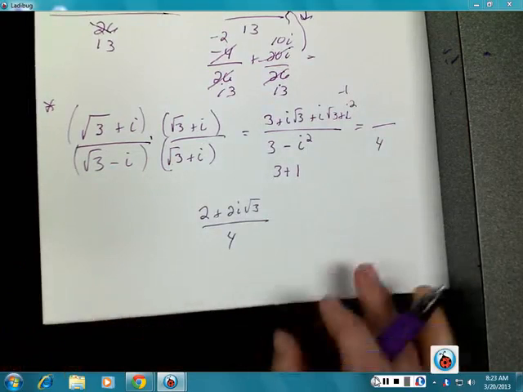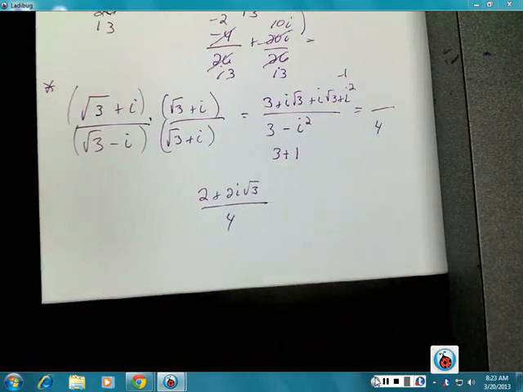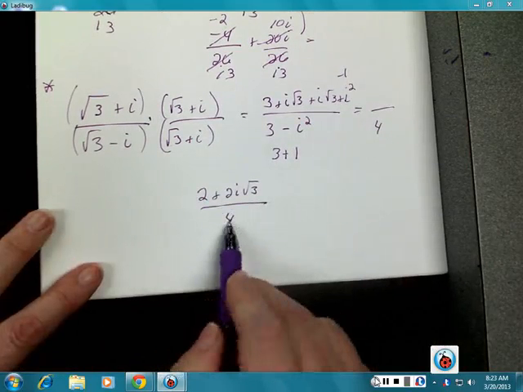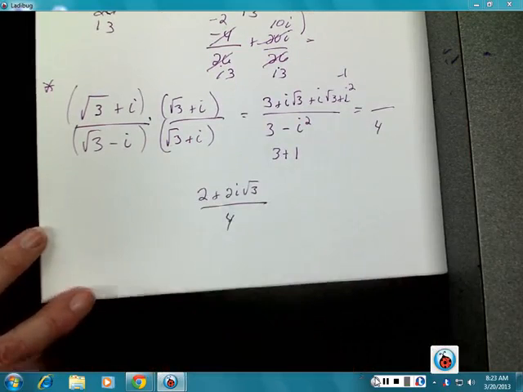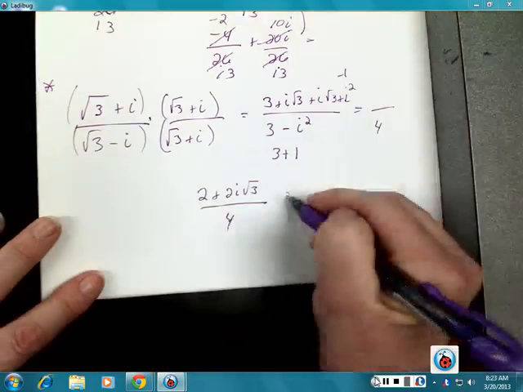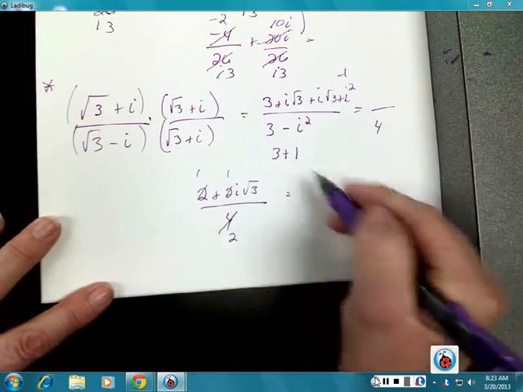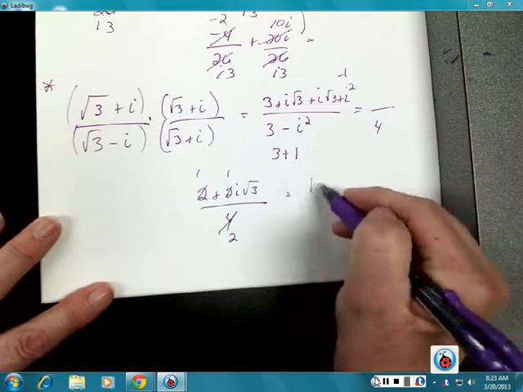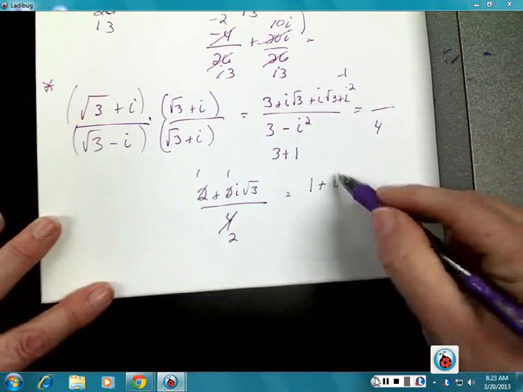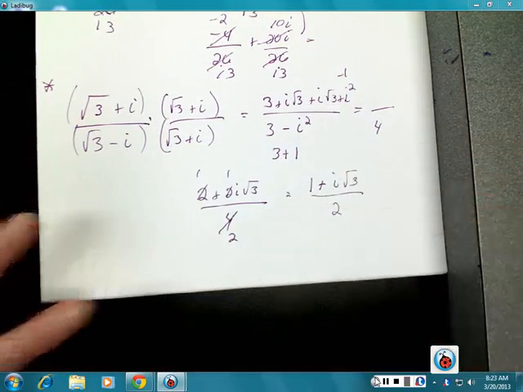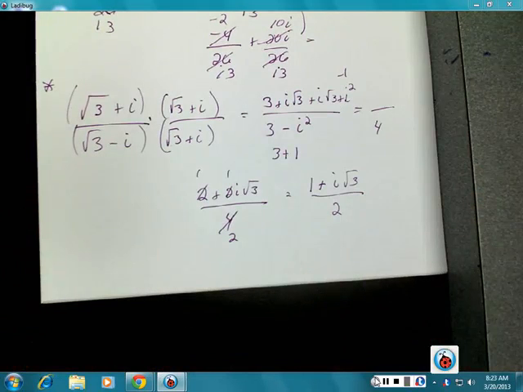Now, what about this one? Can it cancel? It can cancel too, because 2, 2, 4, I can pull out a 2 out of everything that I have there. So the 4 becomes a 2, this becomes a 1, that becomes a 1. So my answer is really 1 plus i, the square root of 3, all over 2. Okay? So that's what that will be for that one.